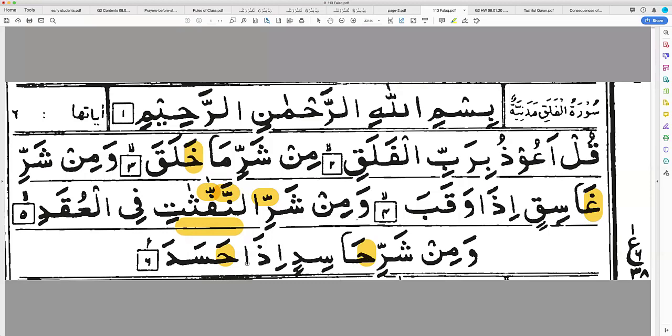Okay, and I highlighted these two ha, because when the student read, she read them as almost thick letters. This is a very thin sound. Ha, hasidin, idha hasad. Okay, so now we've come to the end of our class.